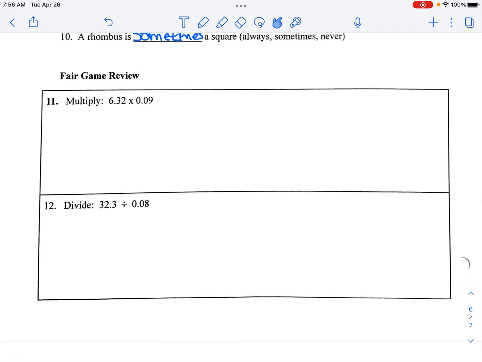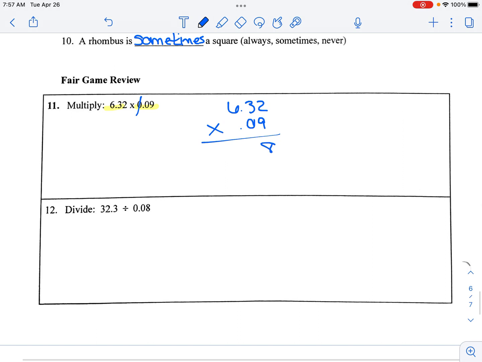All right, so fair game review. So I have a 3-digit number on the left and a 3-digit number on the right. I can actually drop that to make that a 2-digit number. So what I'm going to do, I always like to put the number with the most digits on the top of my math problem. So 6.32 times 0.09. So 9 times 2 is 18. 9 times 3 is 27, plus 1 is 28. 9 times 6 is 54, plus 2 is 56.